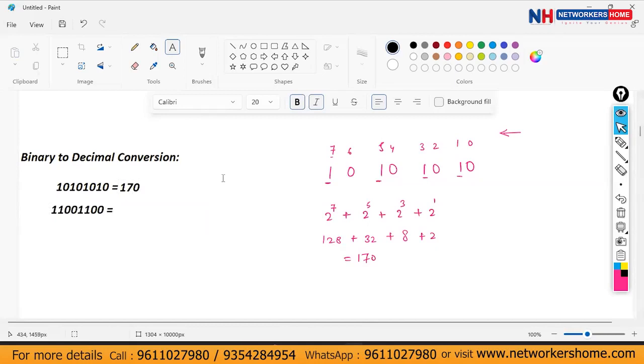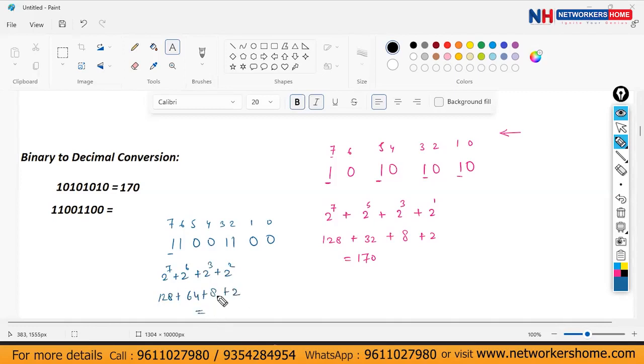11001100. This is the binary. We need to calculate the decimal. So how are you going to calculate? We just need to write the number, 11001100. Write the place values from right to left: 0, 1, 2, 3, 4, 5, 6, and 7. Then anywhere we see a 1, write that particular place value in the power of 2. So it will be 2 raised to power 7 plus 2 raised to power 6, then 2 raised to power 3 and 2 raised to power 2. If you calculate the values, this is 128, 64, 8, and 2.